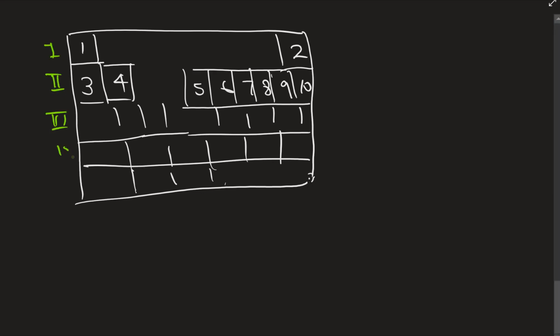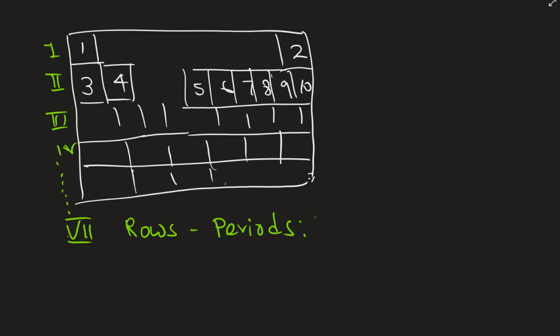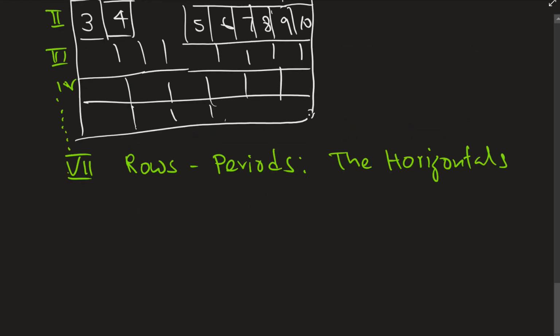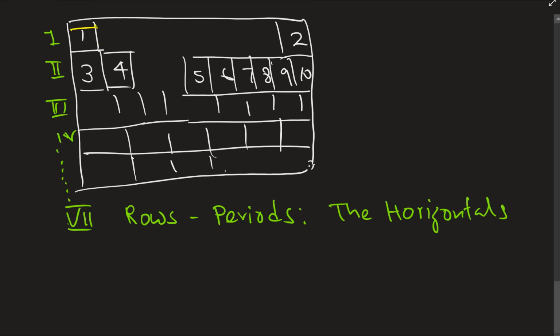So we're going to have horizontals, or the rows, we call the periods. The rows, the periods, or I call them the horizontals, just like a football team. So the horizontals have similar pattern changes. It changes just like 1, 2, 3, 4, 5, 6, 1, 2, 3, 4, 5, 6. Likewise. So it goes back to the same.